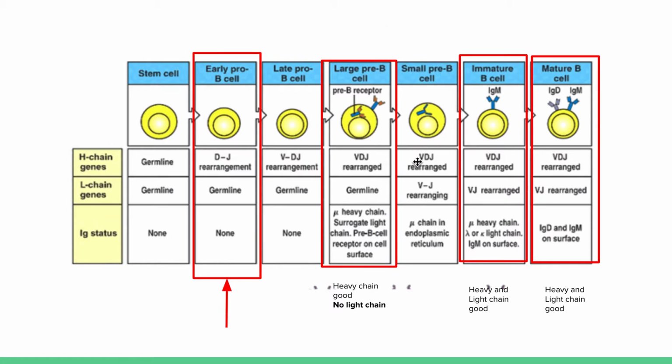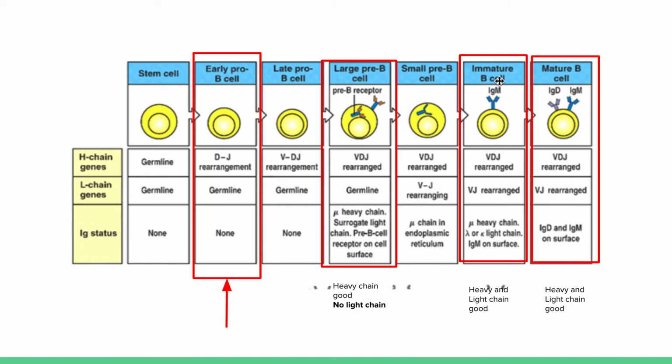Small pre-B cell has VDJ, obviously rearranged, carries on. And now we're starting to see some light chain rearrangement. So we start to see the VJ rearrangement. Like we had mentioned in one of the earlier slides, light chains only have VJ, heavy chains have VDJ. And Ig status is now we have that mu chain in the endoplasmic reticulum.